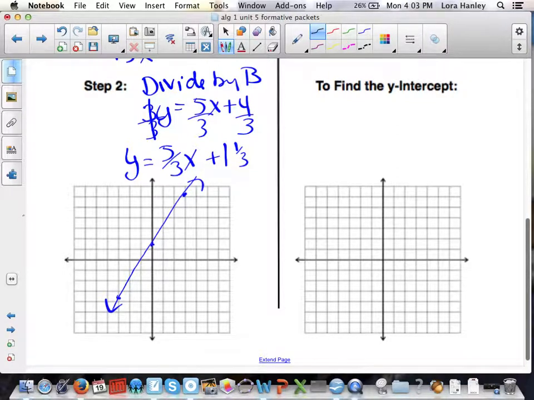I would say that's probably the simpler way to graph, but it does require a little bit of work, and if you mess up a sign, you're going to mess up your entire line. Remember, you can also find your negative a over b, that is a slope, and c over b is your y-intercept. Next, let's look at finding x and y-intercepts.